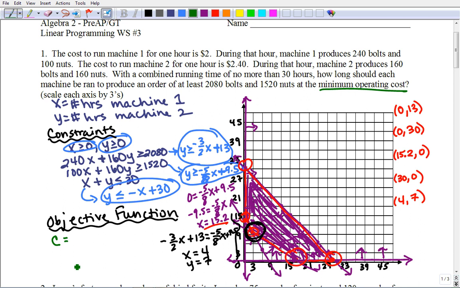for machine 1, that costs $2 per hour. So that'll be 2 times the number of hours for machine 1, plus machine 2 is 2.40, so 2.4 times the number of hours y. I'm sorry, these two things are on opposite sides of the screen, but I'm going to plug in all of these points over here into that function.